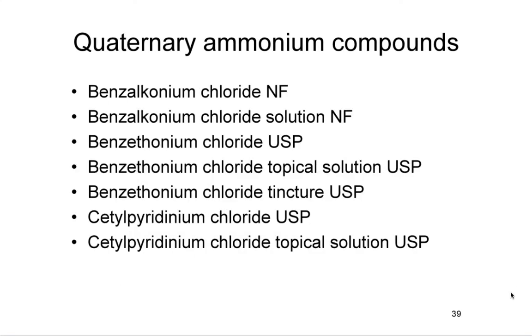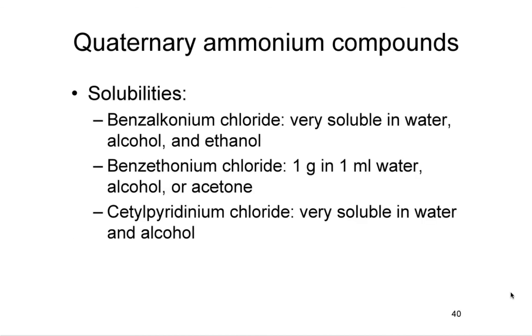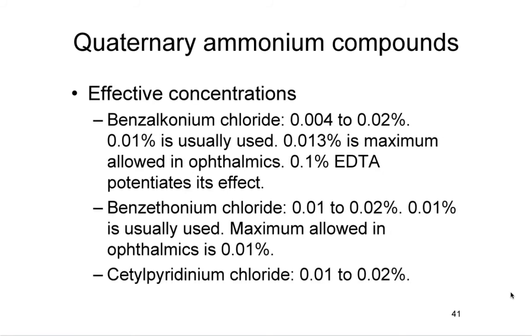So that's as far as mercury compounds are concerned. Now, coming to another very commonly used type of compound, the quaternary ammonium compounds: benzalkonium chloride NF, benzalkonium chloride solution NF, benzalkonium chloride USP, benzalkonium chloride topical solution USP, benzalkonium chloride tincture USP, cetylpyridinium chloride USP, cetylpyridinium chloride topical solution USP. These are some examples of quaternary ammonium compound type preservatives that are used in formulations. Benzalkonium chlorides as well as quaternary ammonium compounds are very soluble in water. The effective concentrations are quite low, 0.004 to 0.02% in some cases.